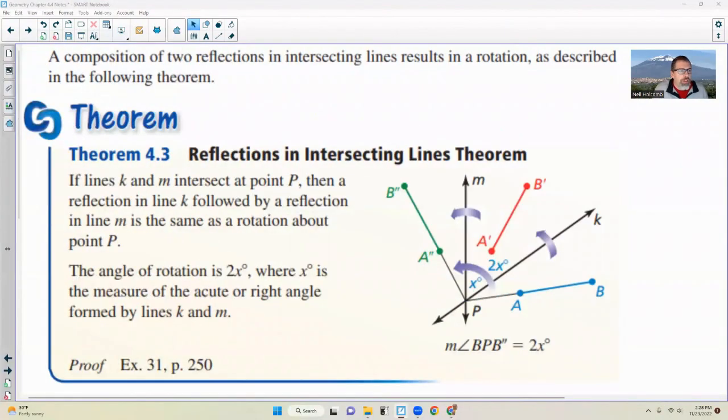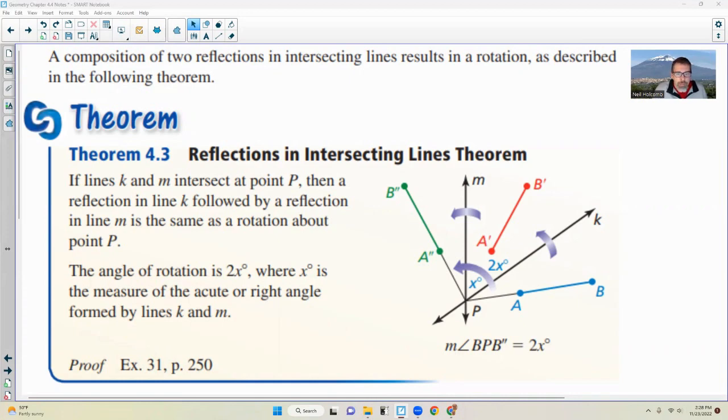Okay, so now we're on to another theorem. It says a composition of two reflections in intersecting lines results in a rotation. So now we're not reflecting twice across parallel lines, we're reflecting twice around intersecting lines. And that does not generate a translation, it generates a rotation. So this theorem 4.3 says that reflections in intersecting lines theorem.